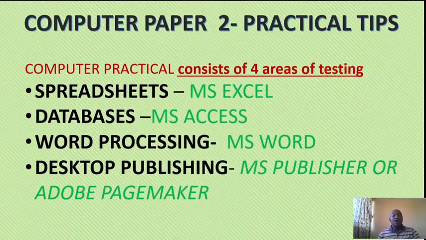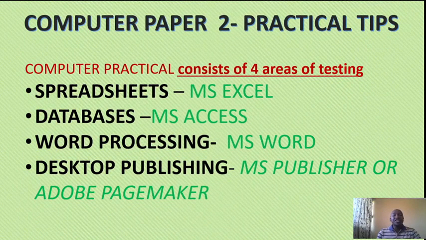Then let's go one-on-one on the next paper, that is computer practical, our computer paper 2. What do I need to know? Remember, my aim here is to train you to score an A. Computer practical consists of 4 areas of testing. I repeat, it consists of 4 areas of testing. Therefore, nobody should tell you that any other work is tested here.